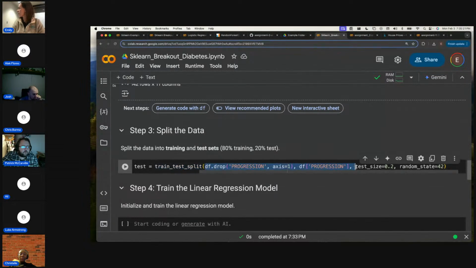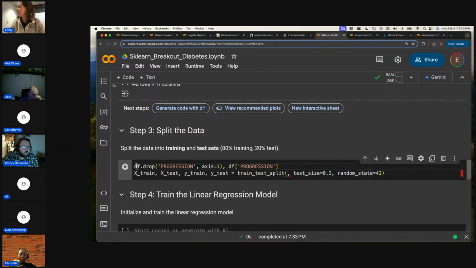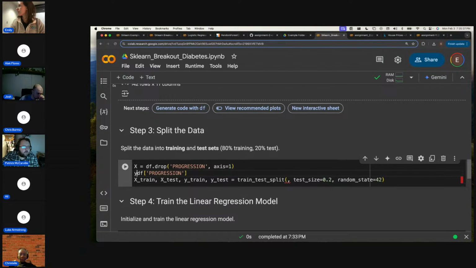I actually prefer syntactically to break this apart because the code gets very convoluted. So I prefer to say X is equal to df.drop progression, y is equal to df.progression. Just by nomenclature, X is typically capitalized if it's more than one column. If we have a series of columns, X is capitalized. y is lowercase because it is one column, essentially. Then you want to set how.